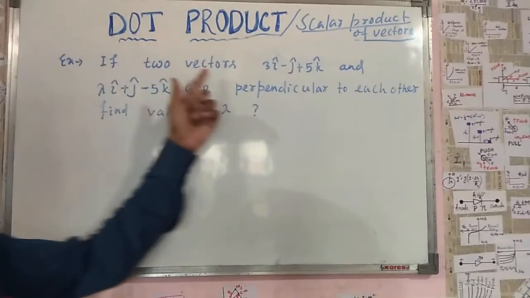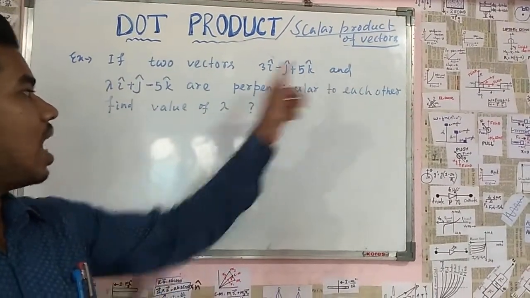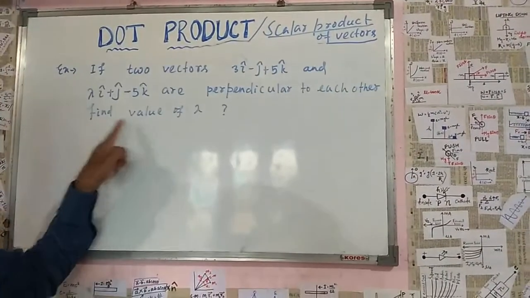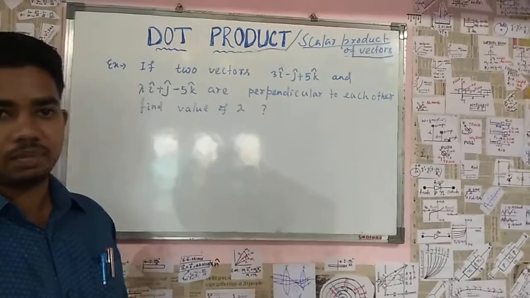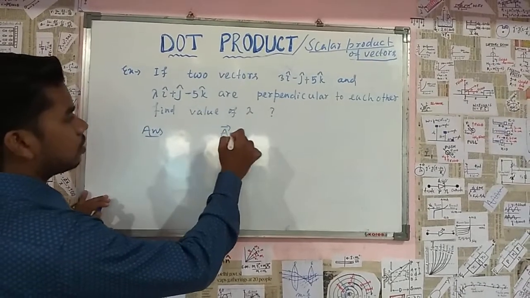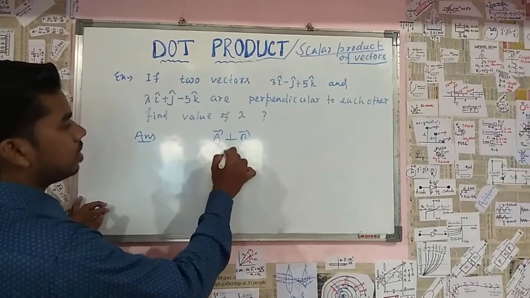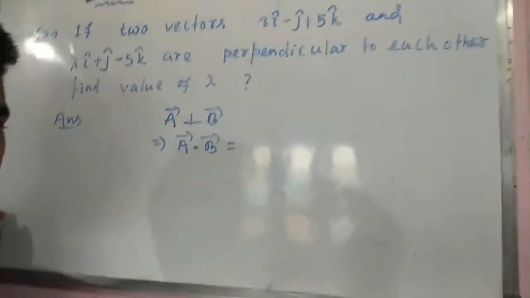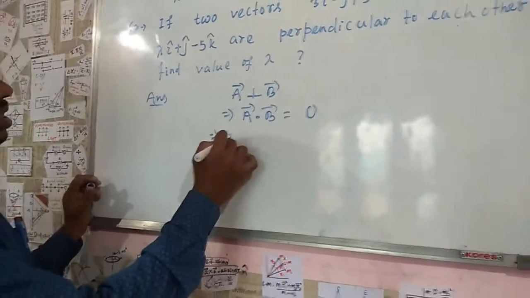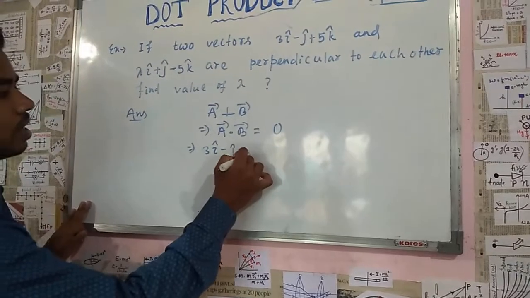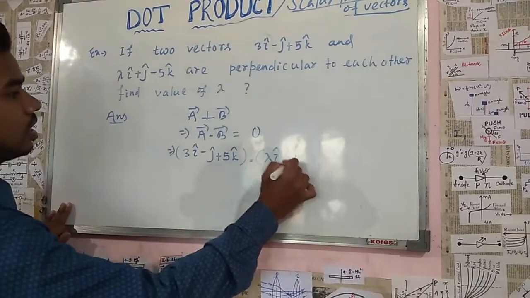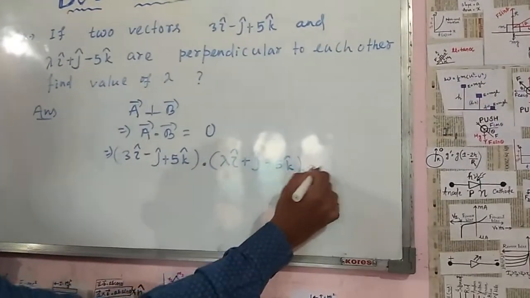Again, a question may be asked with two vectors, 3 i cap minus j cap plus 5 k cap and lambda i cap plus j cap minus 5 k cap, which are perpendicular to each other. Find the value of lambda. Lambda is unknown here, so you have to use a concept. If two vectors are perpendicular, a vector perpendicular to b vector means what will be the result of a dot b? With theta 90 degree, the dot product will be 0. So the dot product of 3 i cap minus j cap plus 5 k cap dot lambda i cap plus j cap minus 5 k cap will be 0.